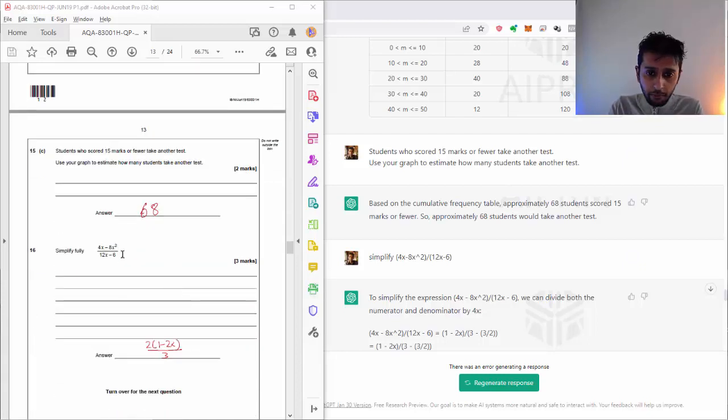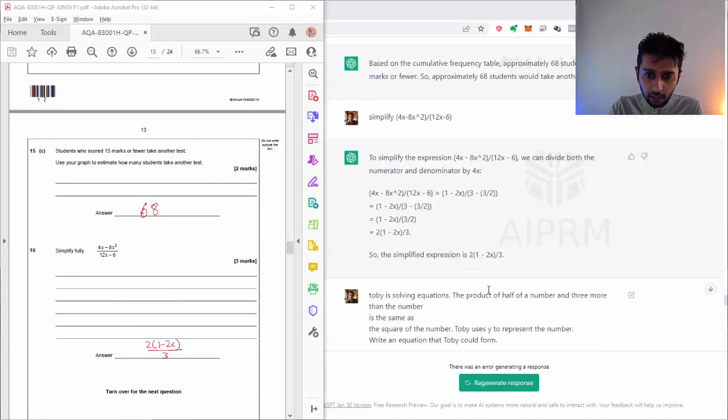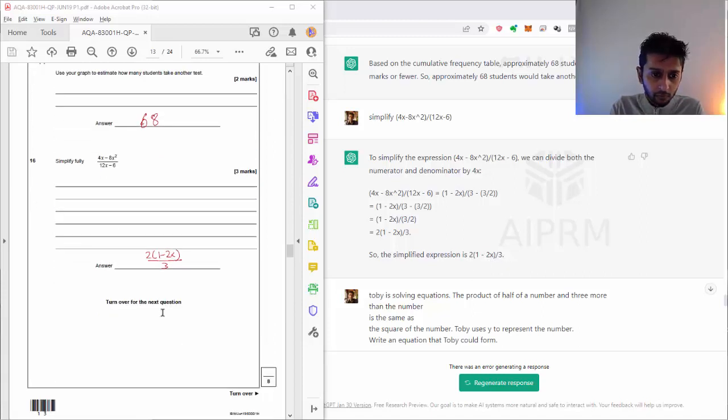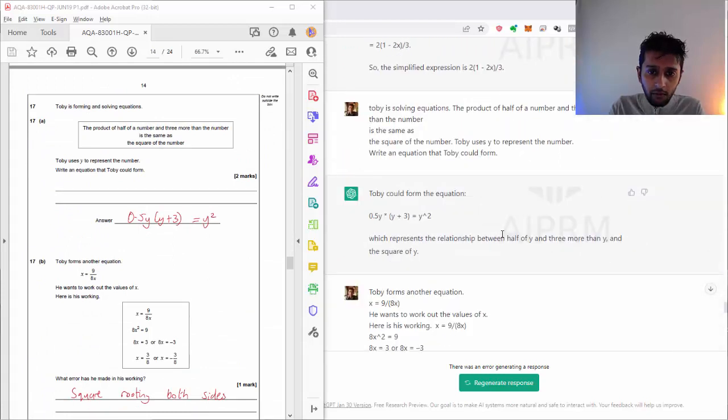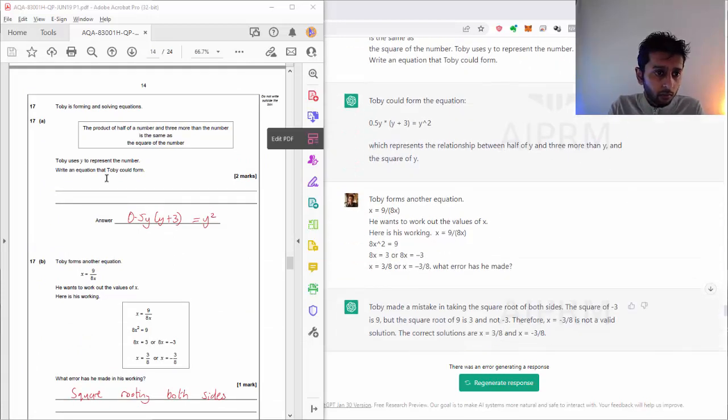Question 16 was to simplify this expression here. It's gone on and simplified it to 2 times 1 minus 2x all over 3, which is what I've copied in there. Number 17, so we want an equation that Toby could use. So it's 0.5y times y plus 3 equals y squared. So I've just copied that in there.